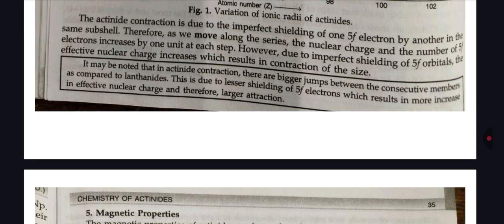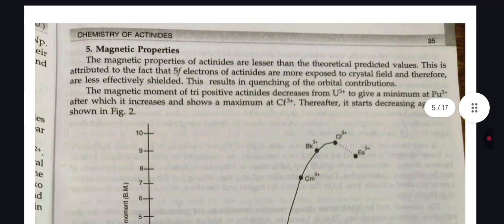Therefore, as we move along the series, the nuclear charge and the number of 5f electrons increase by 1 unit at each step. However, due to imperfect shielding of the 5f orbital, the effective nuclear charge increases, which will result in the contraction of the size. Fifth is magnetic property.